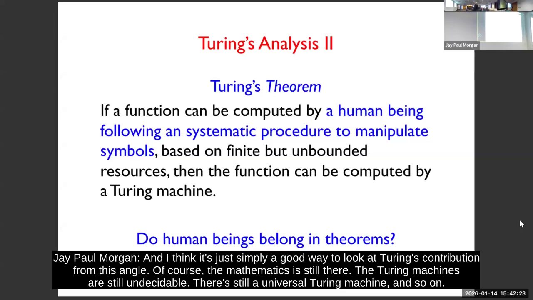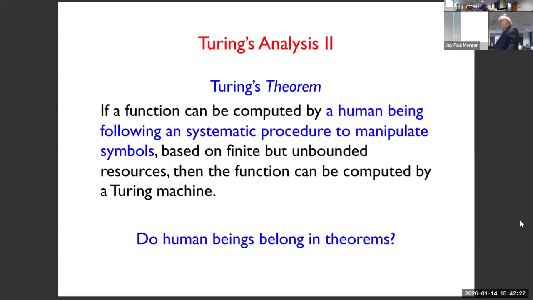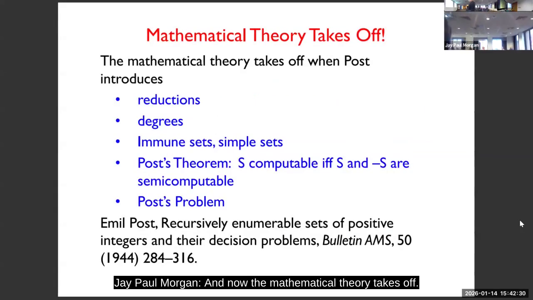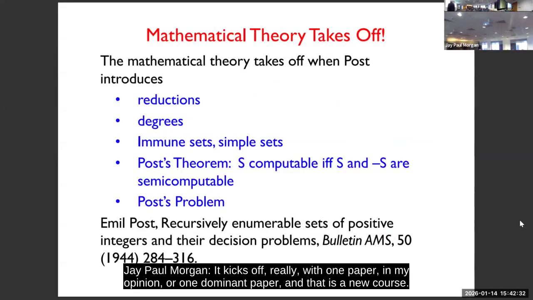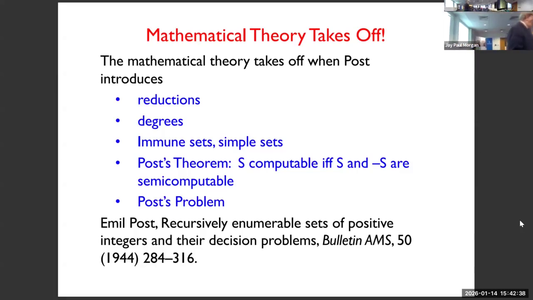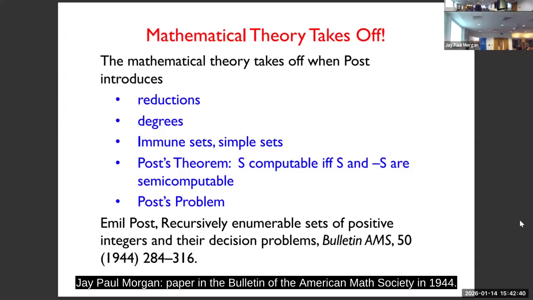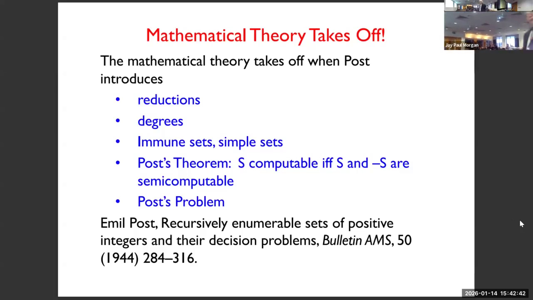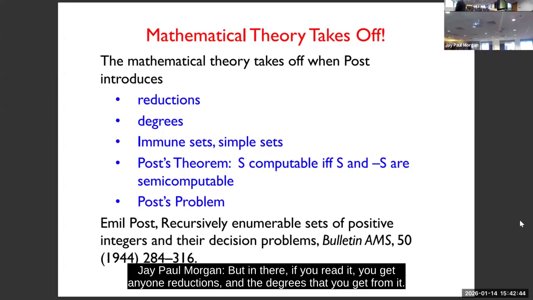Of course, the mathematics is still there. The Turing machines are still undecidable. There's still a universal Turing machine and so on. And now the mathematical theory takes off. It takes off really with one paper, in my opinion, or one dominant paper, and that is Emil Post's paper in the Bulletin of the American Mathematical Society in 1944.